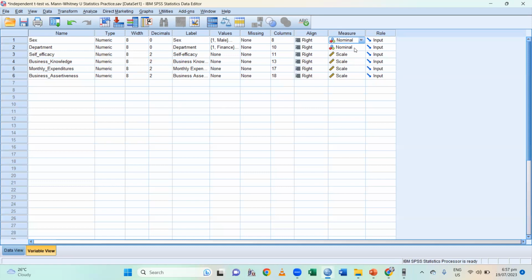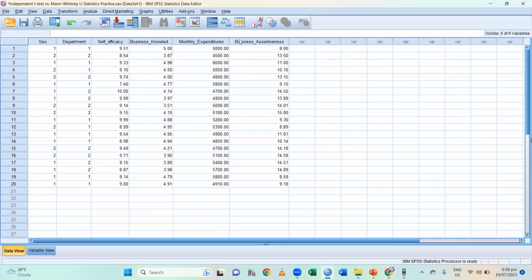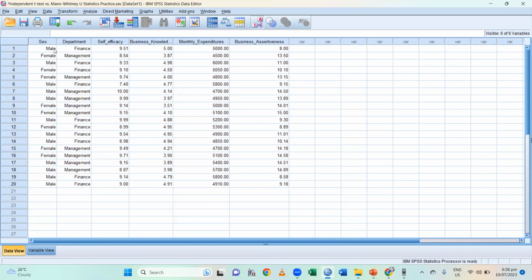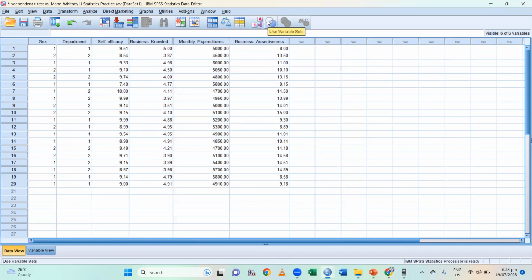So take note, if your variables are in scale, or are interval or ratio, then the values here do not need to be supplied. And if we go back to data view, you could see here, one is male and two is female, right? And for the department, one is finance and two is management. If you wanted to see the actual labels, you could see this one here, the value labels. If you click on it, you could see male, female, and so on. So finance, management, finance, and so on. Clicking on it again will give you the numbers actually.